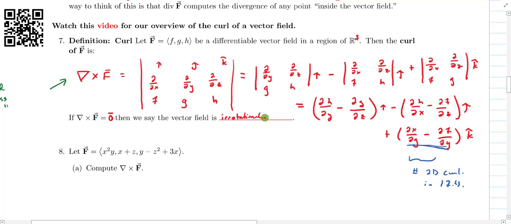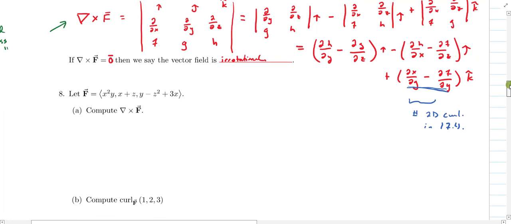Okay. So when the curl is always 0, we say it's irrotational. When the divergence is 0, we say that it's source-free or incompressible. Okay, so let's actually practice this.